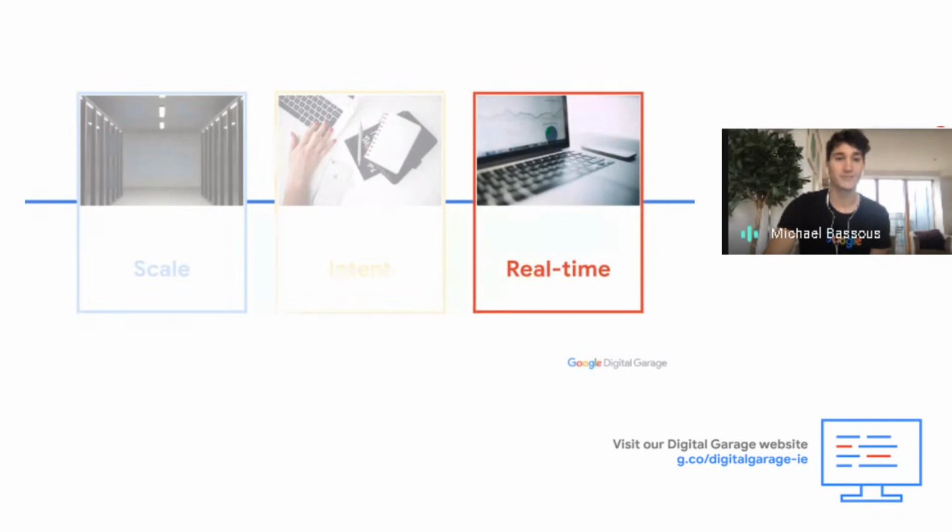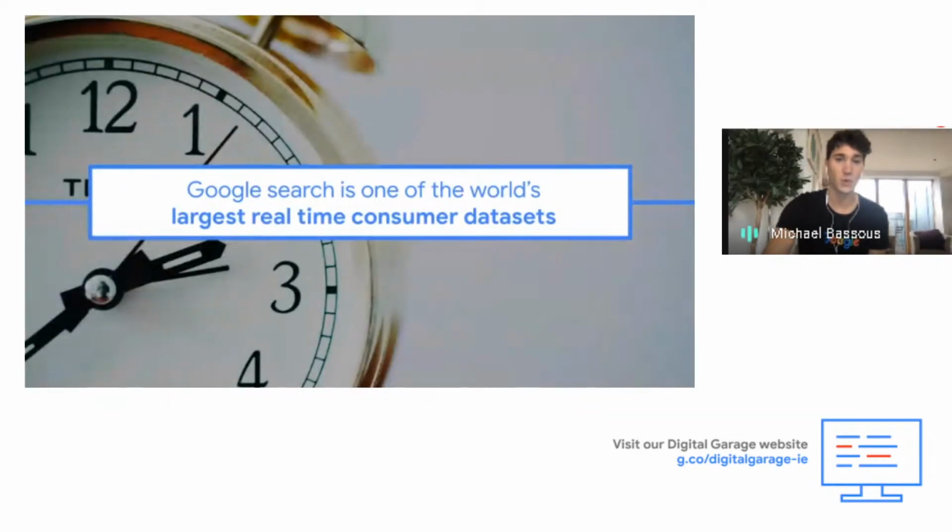Now that we've wrapped up intent and scale, we're going to move finally to real time. Google Search is one of the world's largest real-time consumer data sets. We're pushing the data out faster and faster. Rather than weeks or months, we can surface findings in minutes and hours. So it's very real time, and the data that's coming out is very quick.